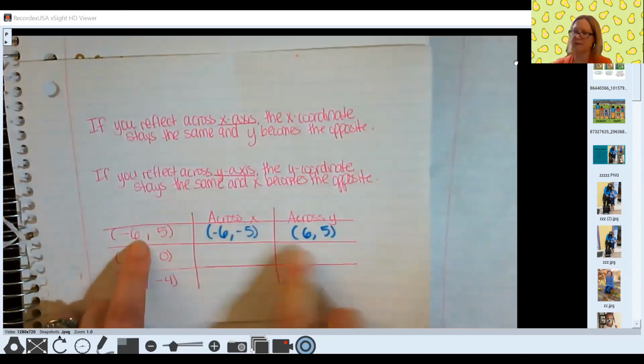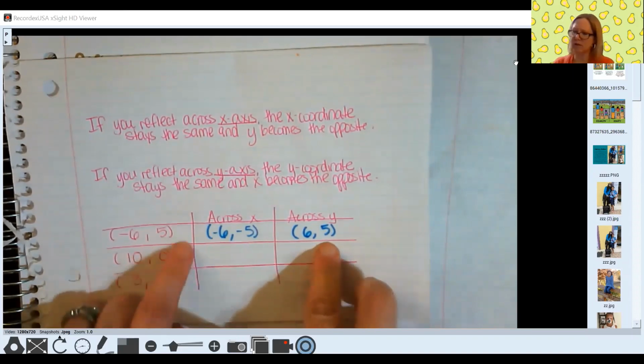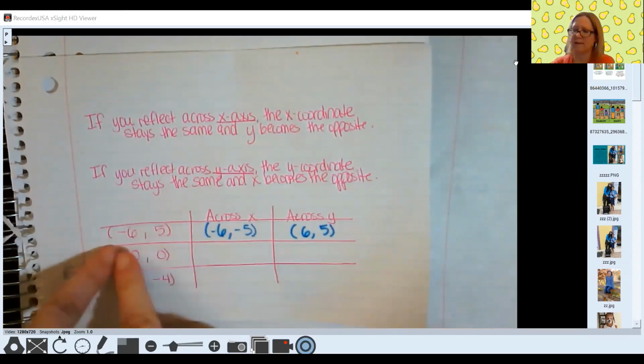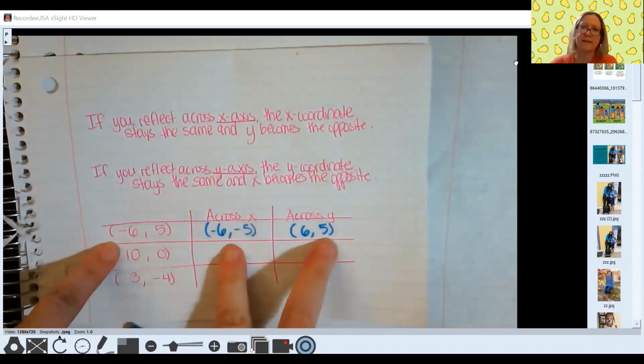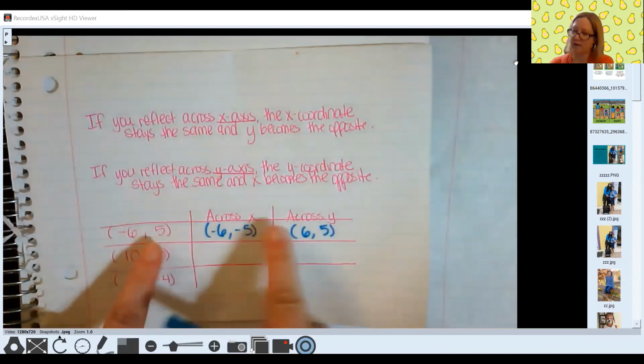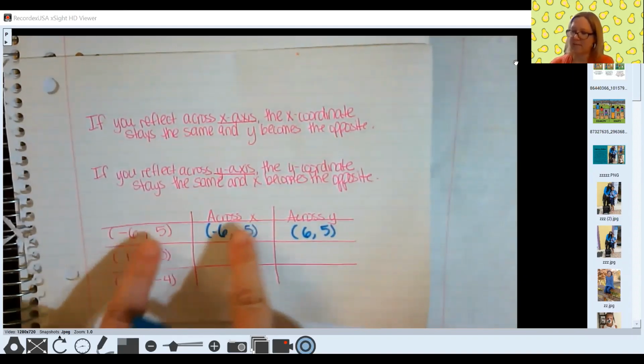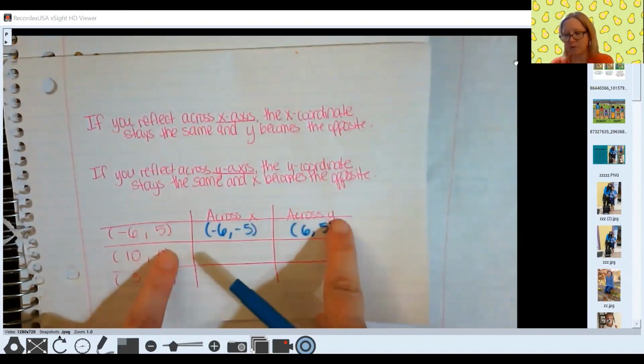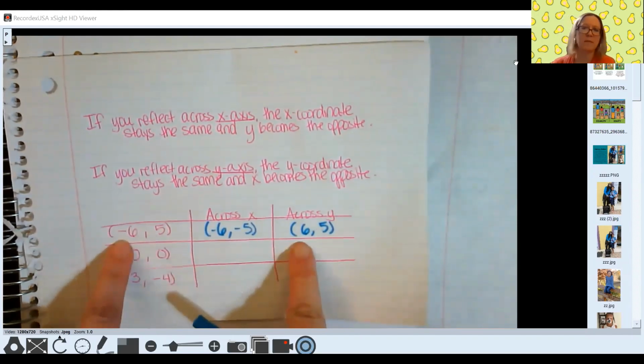Okay. So again, I hope you see the patterns there. The absolute values of both coordinates will stay the same. I see a 6 and a 5, so those will stay the same. But if I reflect across x, x stays the same. Y is the opposite. If I reflect across y, y stays the same, and x becomes the opposite.